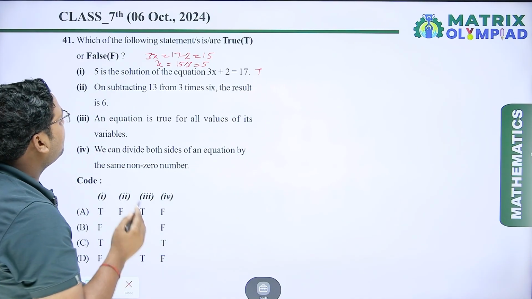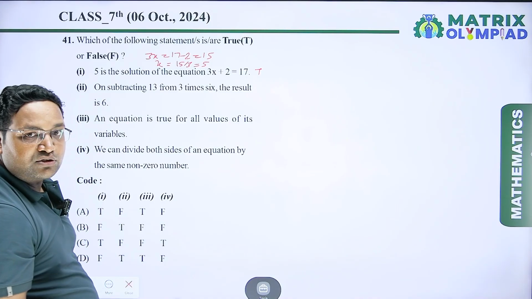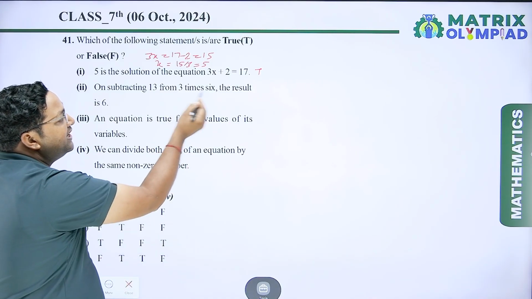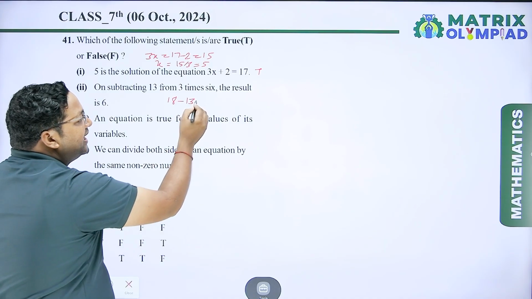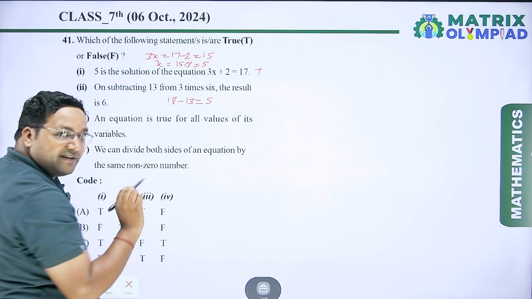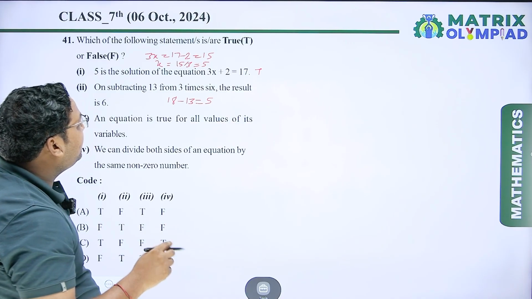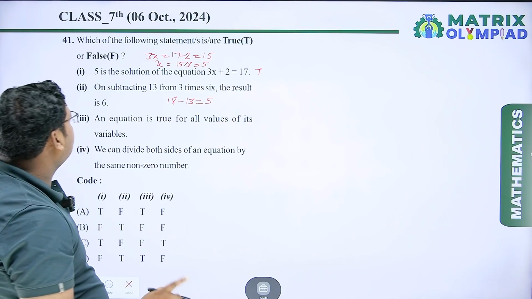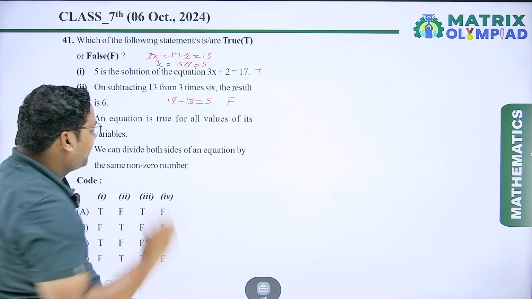Next is, on subtracting 13 from 3 times x, the result is 6. So let's solve this equation. 3 times 6 is 18 minus 13, and we will get 5. But it is given that on subtracting 13 from 3 times 6, the result is 6, which is wrong. So it is a false statement.